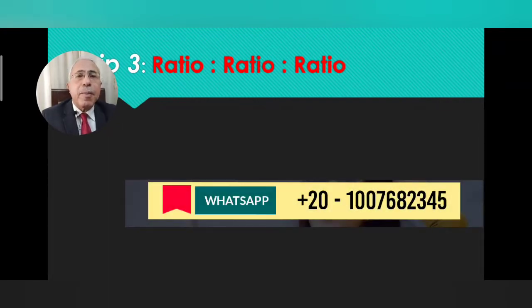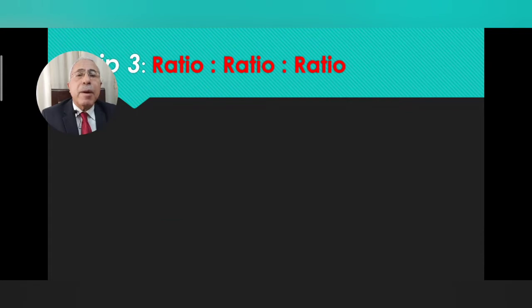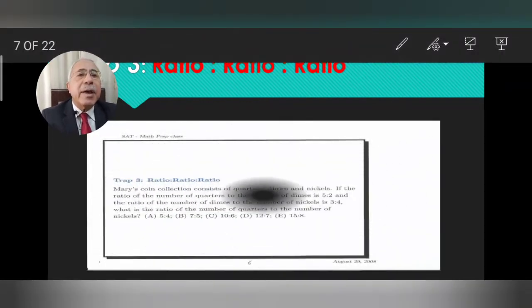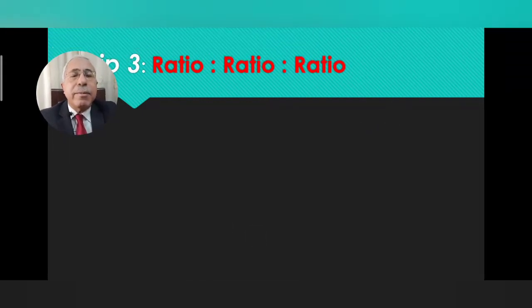Today we are going to talk about trap 3. Trap 3 talks about ratio versus ratio versus ratio. That means I have three ratios together. Okay, let's now see how I'm going to deal with this.